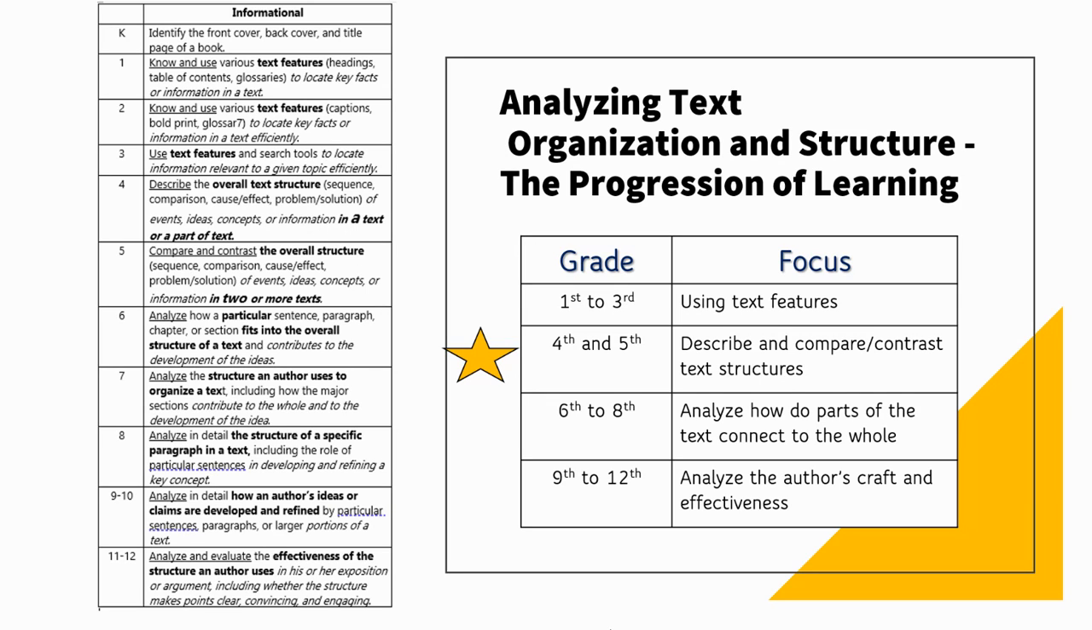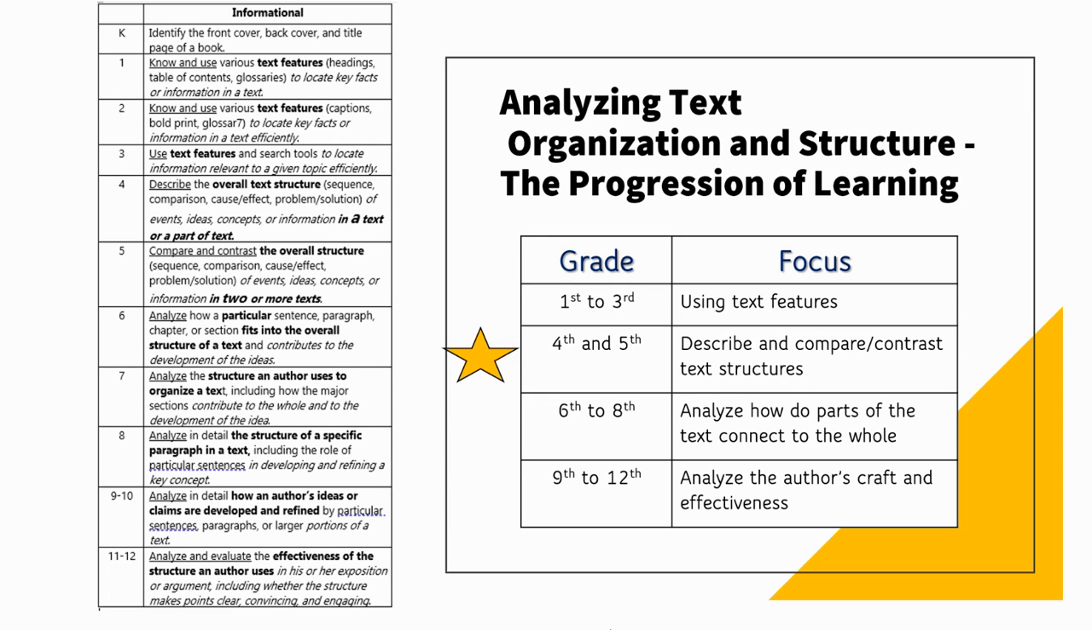So we can see that in first to third grade, the focus is using text features, which is lovely because that directly relates to our first skill of previewing the text to set a purpose for reading. Students are actually looking at the text features to activate their background knowledge. As we move into 4th and 5th grade, we're asking students to first describe and then compare and contrast what are the text structures and how do they work.